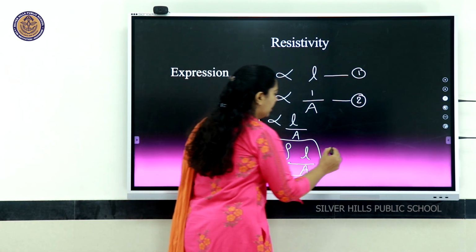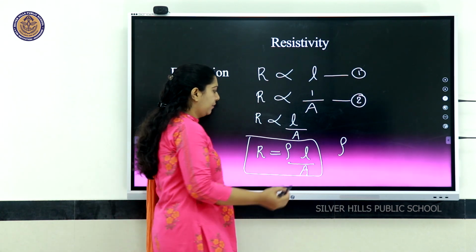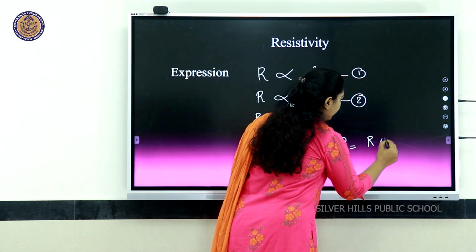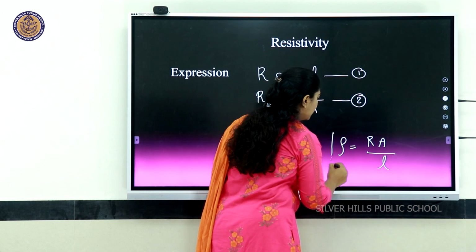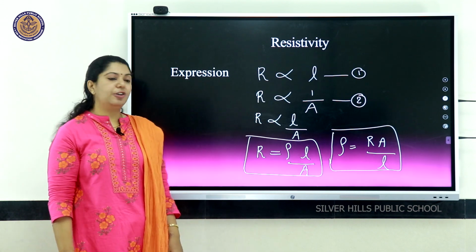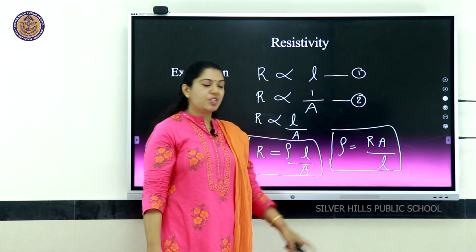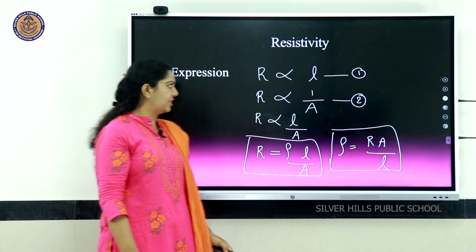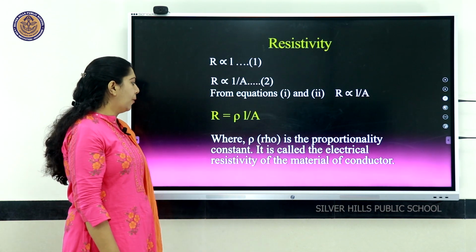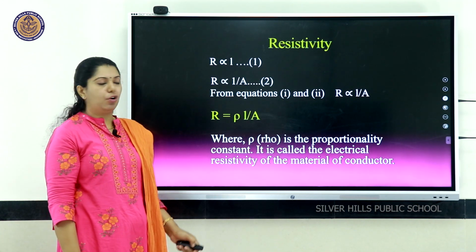From this equation, we can write the expression for resistivity. For that, cross multiplying, we can write resistivity rho is equal to RA divided by L, and this is the final equation. Resistivity rho is equal to RA by L, where R is the resistance, A is the area of cross section and L is the length of the conductor. Rho is the proportionality constant. It is called the electrical resistivity of the material of the conductor.